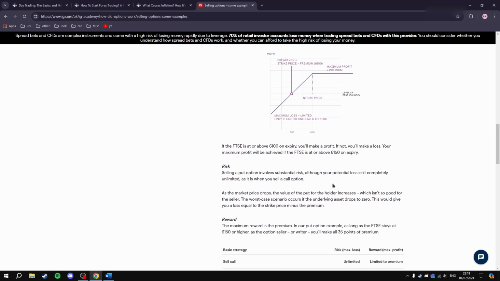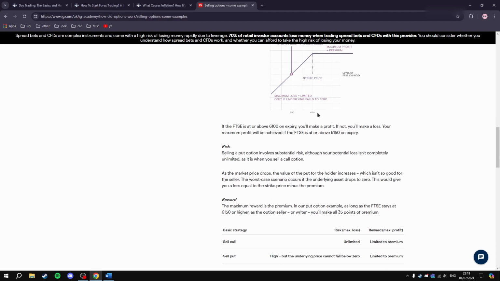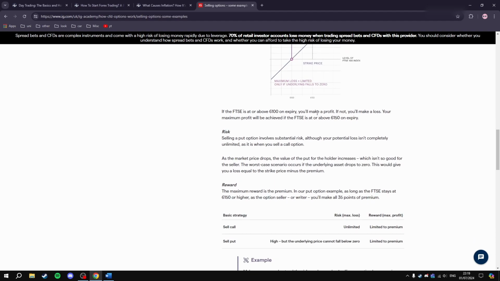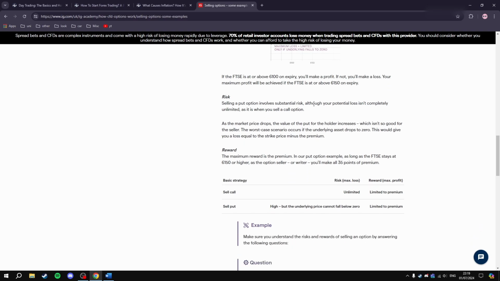For the risk, selling a put option involves substantial risk, although the potential loss isn't completely unlimited, as it is when you sell a call option. As the market price drops, the value of the puts for the buyer increases, which isn't so good for the seller. The worst case scenario occurs if the underlying asset drops to zero, as this will give you a loss equal to the strike price minus the premium. The maximum reward is the premium again.